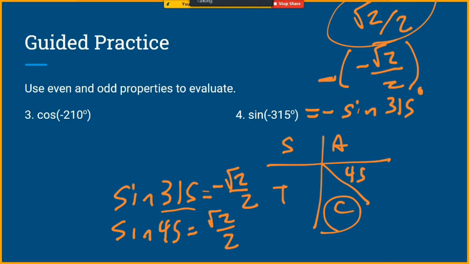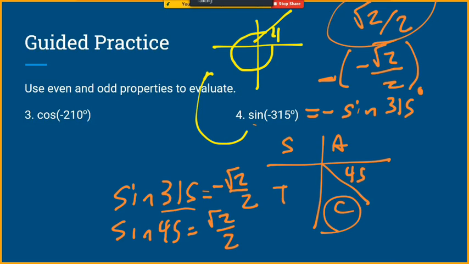All right, and you could check your work by just doing this directly. If you drew a negative 315-degree angle, it would end up being a 45-degree angle in quadrant 1, which would give us the answer of root 2 over 2.